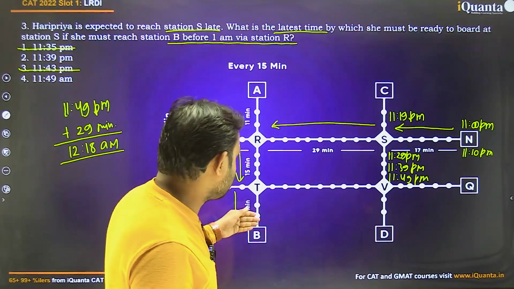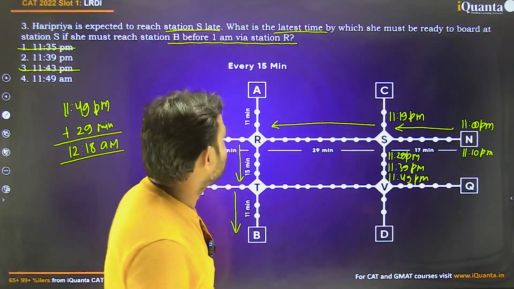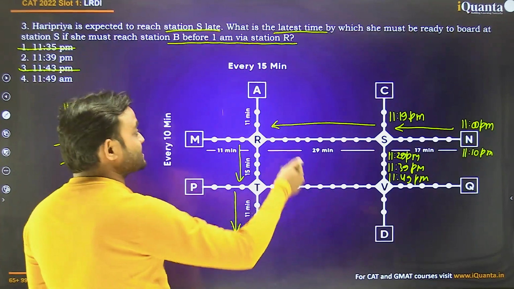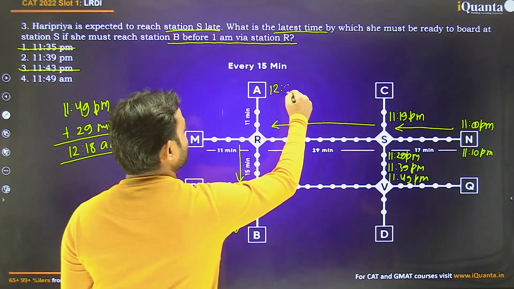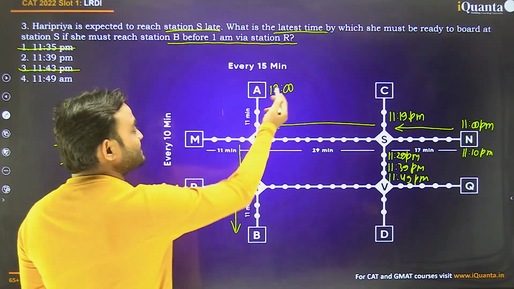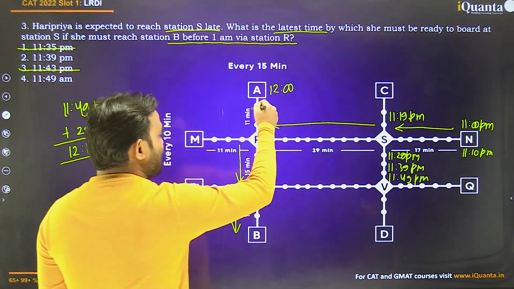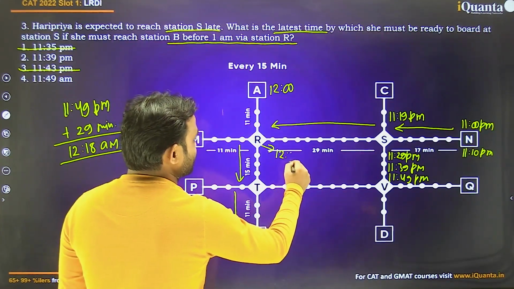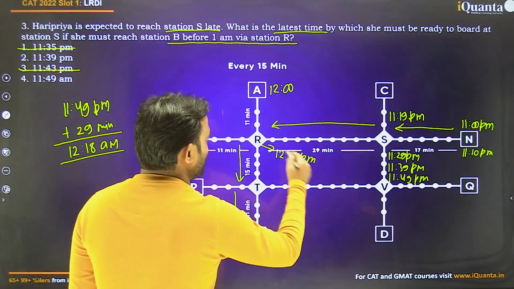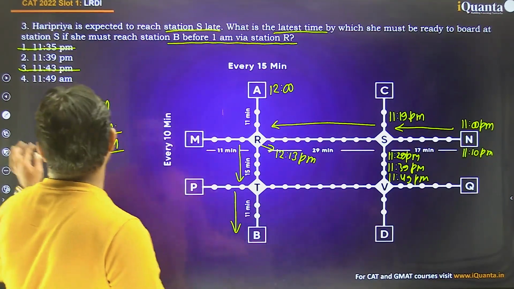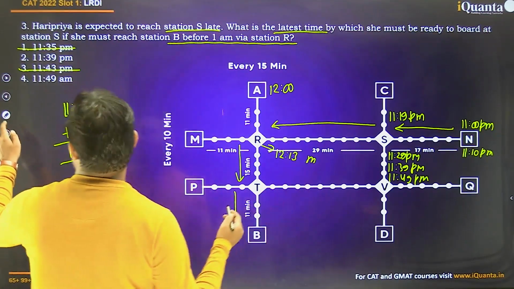Okay, and then this. But is that possible? Let's see. The latest any train can leave a terminal station is 12 o'clock midnight, right? From 12 o'clock midnight, this is the last train, and 11 plus 2, 13. The latest any train could leave from station R would be 12:13 a.m.